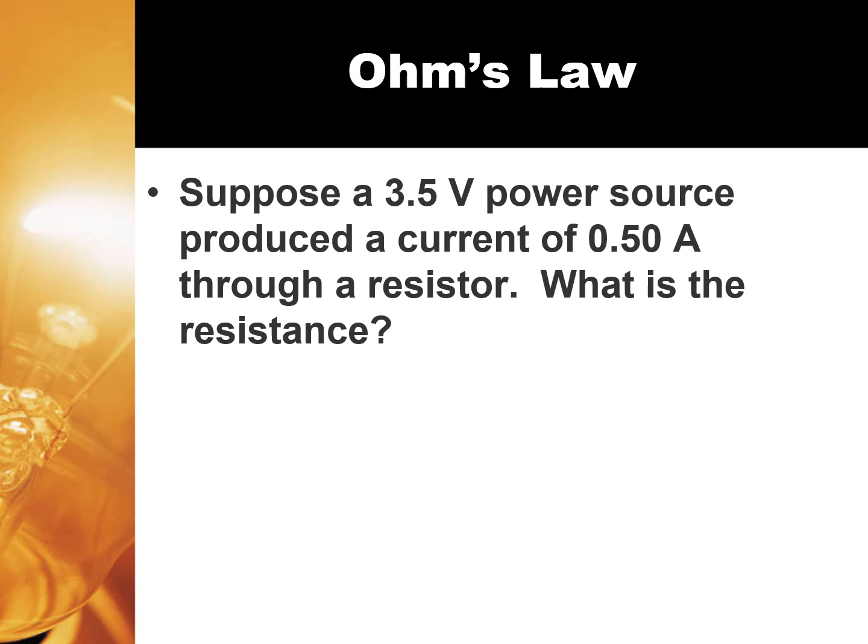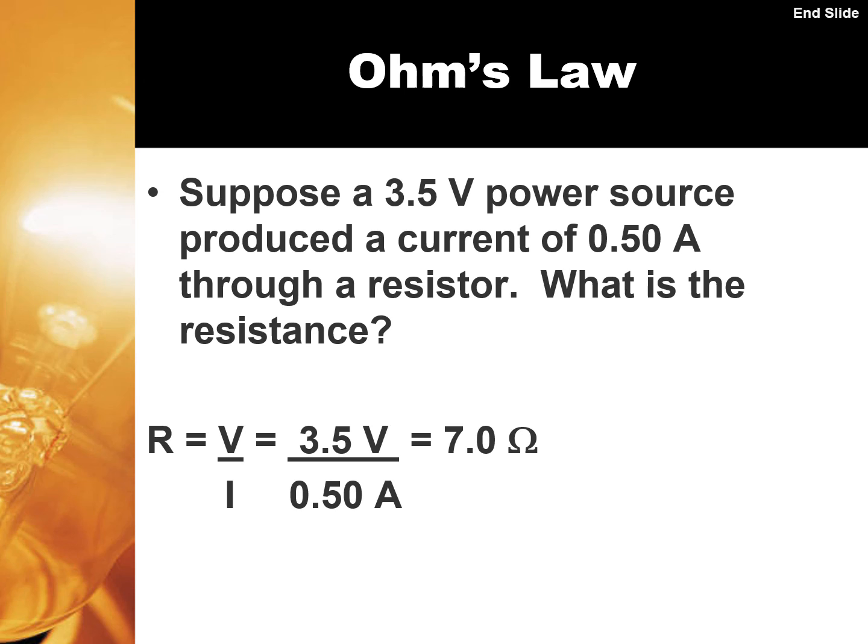The next example says, suppose a 3.5 volt power source produced a current of 0.50 amps through a resistor. What is the resistance? Again, voltage is going to be equal to current times resistance. So to find the resistance, we've got to divide by current. So voltage divided by current is going to be 3.5 divided by 0.5, which is going to give us 7 ohms. And dividing by 0.5 is the same as multiplying by 2. Dividing by a half and multiplying by 2 is the same thing. So 3.5 times 2 gives us 7 ohms.